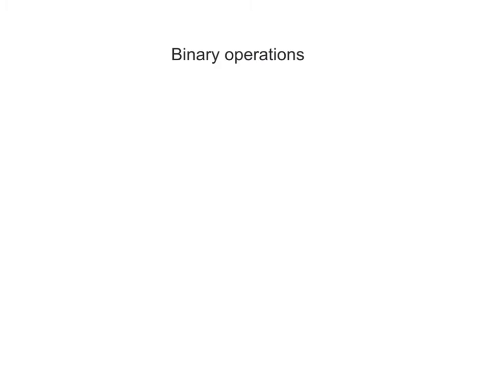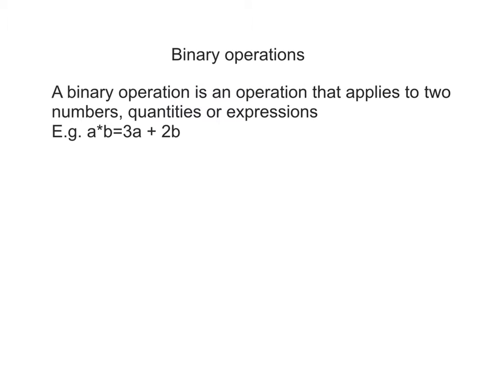Binary operations. A binary operation is an operation that applies to two numbers, quantities, or expressions. For example, A star B is equal to 3A plus 2B. So we can start with any example. So let us start with an example.